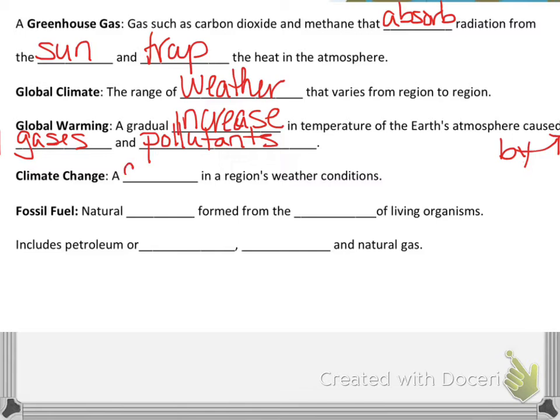Because of that, there is climate change, which is a change in the region's weather conditions. And then things that help increase the gases and pollutants would be the burning of fossil fuels, and fossil fuels are natural fuels formed from the remains of living organisms. Includes petroleum, or what we call oil, and coal and natural gas. So the burning of those fuels releases gases and pollutants into the atmosphere, and that is contributing to global warming.